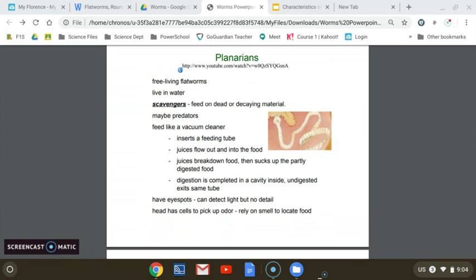They have eye spots, which detect light but no detail. And the head has cells to pick up odor. So basically, they rely on their smell to locate their food.